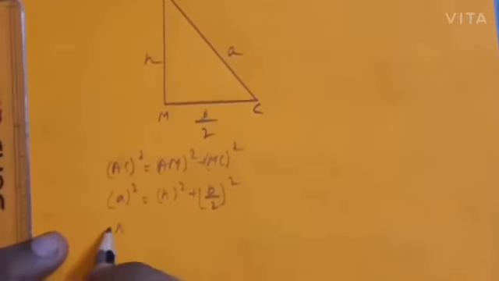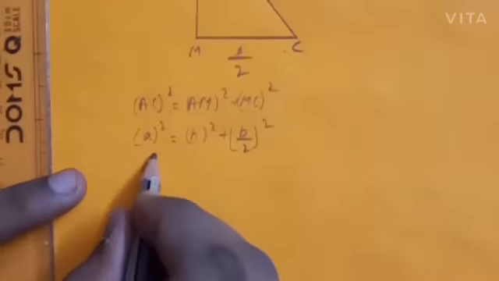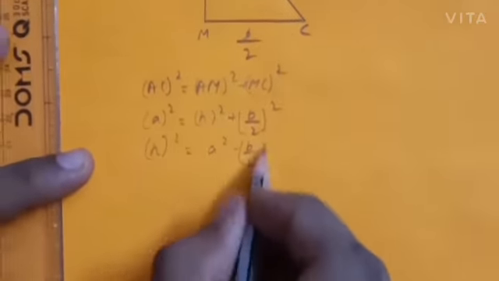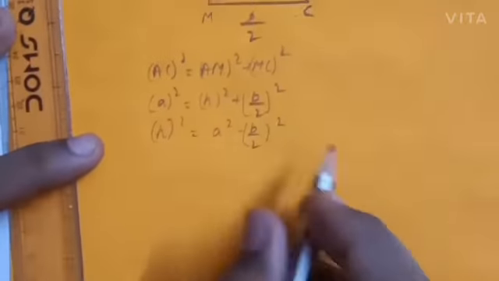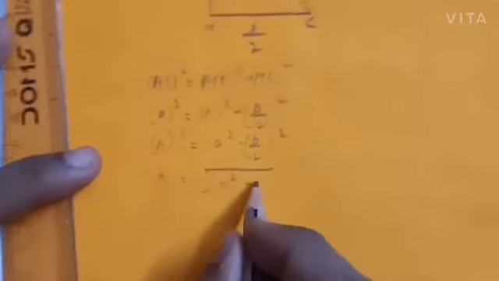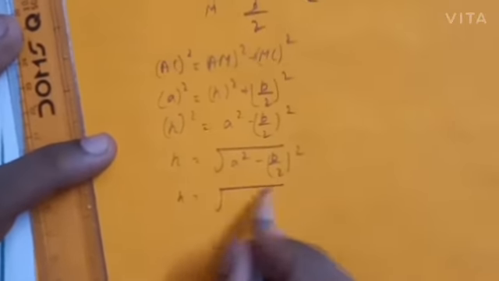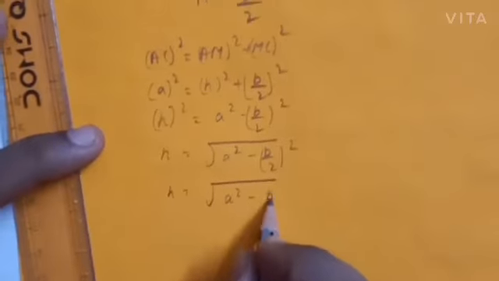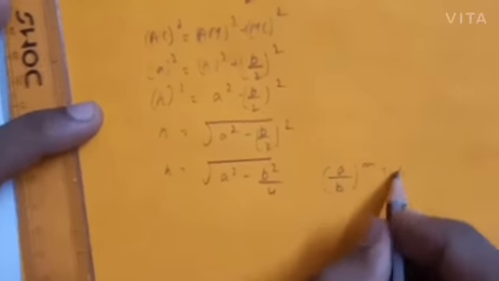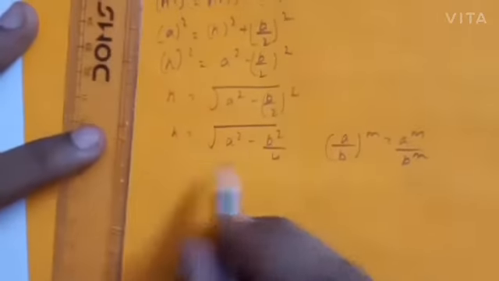When we transfer B by 2 the whole square to that side, H square is equal to A square minus B by 2 the whole square. The square will become root when I transfer it. So H is equal to root over A square minus B by 2 the whole square, that is root over A square minus B square by 4, since (a/b) to the power m is equal to a to the power m by b to the power m, according to the law of exponents. So I have got the H value.